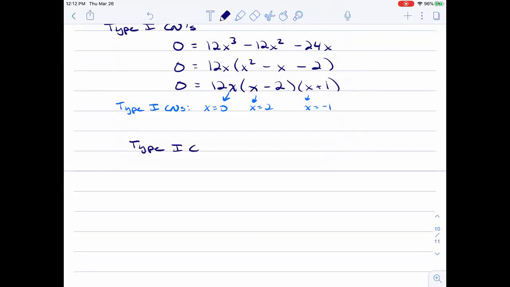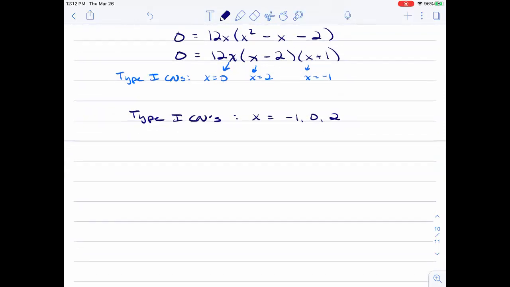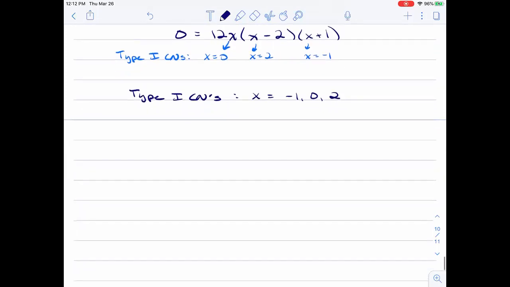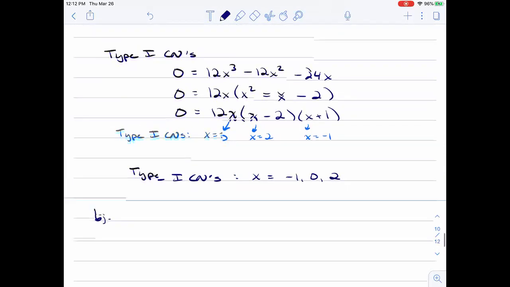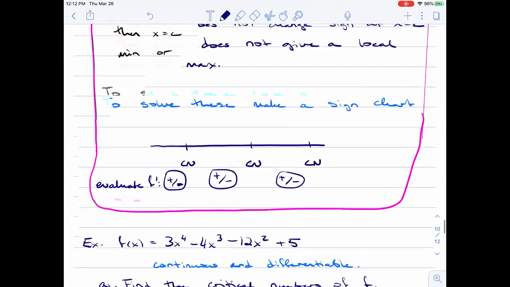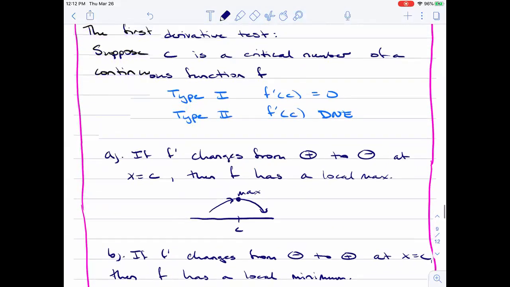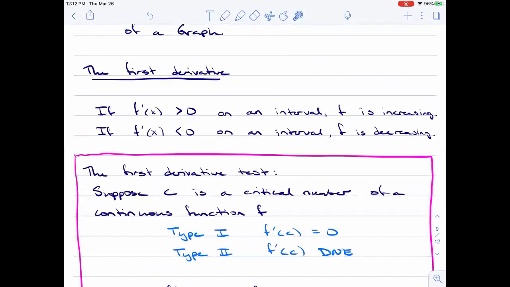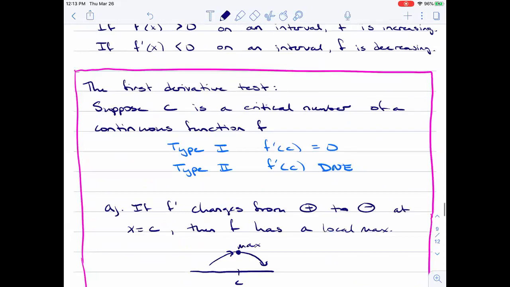So type 1 critical numbers at x equals negative 1, 0, and 2. So what I want to do next is use the fact that if the derivative is positive, then f is increasing, and if the derivative is negative, then I know that f is decreasing, right?